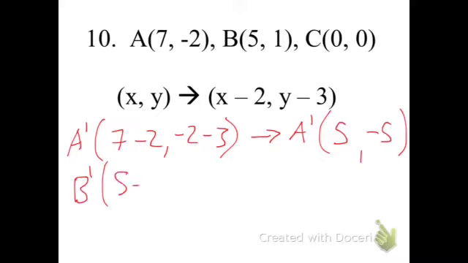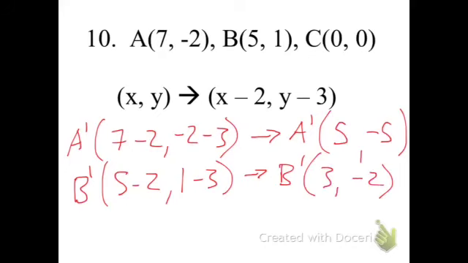B prime comes from B. The x coordinate is 5. We need to subtract 2 from that. And the y coordinate used to be 1. We need to subtract 3 from that, just like the directions say. And so B prime is going to be at 3, negative 2.